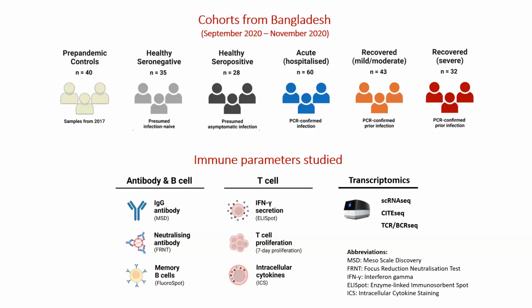So we extensively analyzed the antibody, B cell and T cell responses. To get the antibody and B cells, we looked at the IgG antibodies, neutralizing antibodies, and also the memory B cells by various techniques of immunology. And in T cells, we looked at the interferon gamma secretion, T cell proliferation, and intracellular cytokines. It's all focused to look at the T cell responses using different techniques, including flow cytometry and ELISpots. And we also looked at the transcriptomics to understand the functional pathways involved in the immune cell subsets.